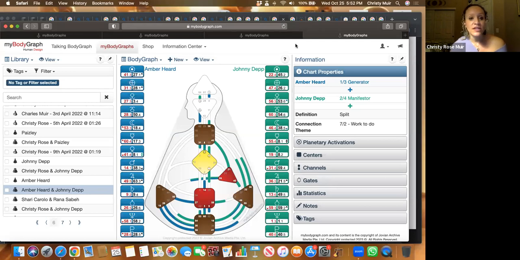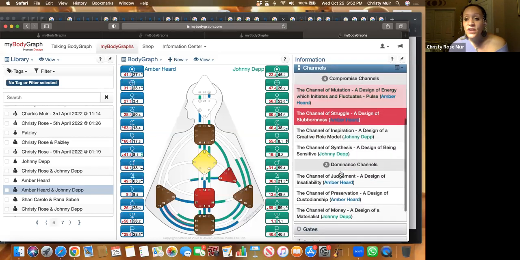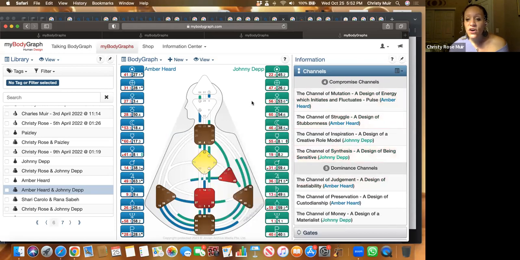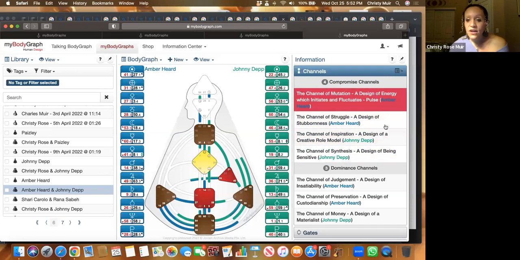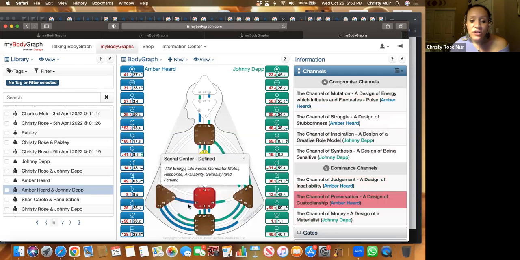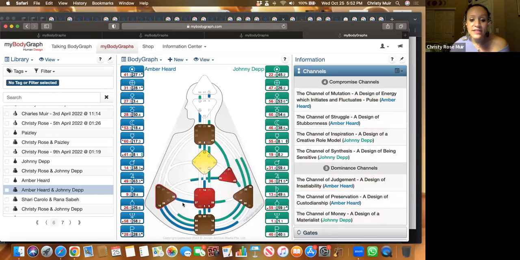So this is some of the information that the composite chart will give you, is how many centers are defined versus open. You'll see they have 7 defined versus 2 undefined. That creates a connection where there's some work to do between the people. But what really stood out to me was that Johnny Depp and Amber Heard, their entire connection is based on what's called compromise or dominance. Dominance is when one person has an entire channel and the other person has nothing there. So you'll see Amber has this channel, it's all blue because that's her. Johnny has this channel, it's all green because it's all him.